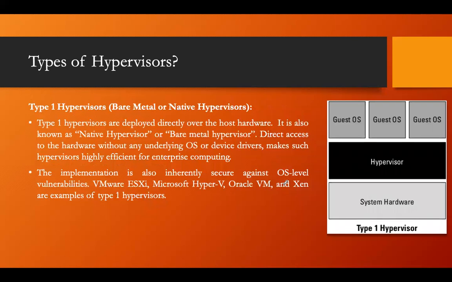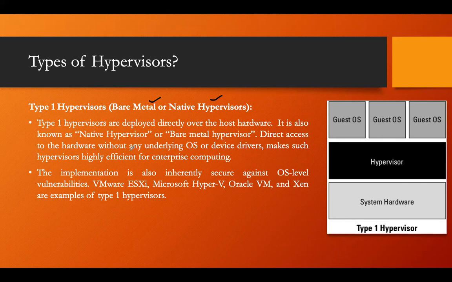Now let's see different types of hypervisor. So we have generally two types of hypervisor. The first type is called type 1 hypervisor. It is also called a bare metal or native hypervisor. Type 1 hypervisors are deployed directly over the host hardware. So this hypervisor is deployed on the host hardware. It is also known as native hypervisor or bare metal hypervisor.